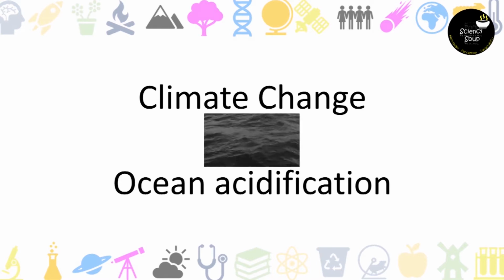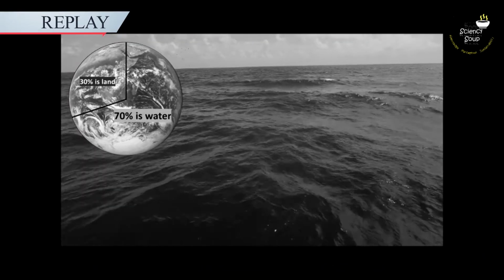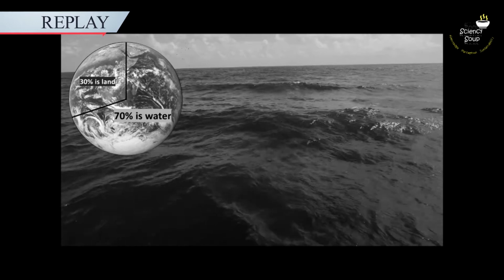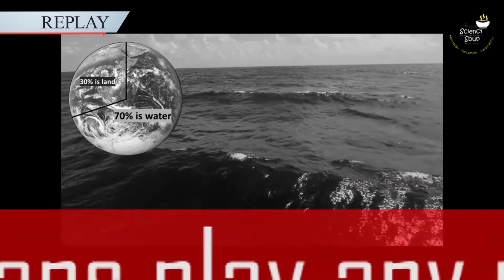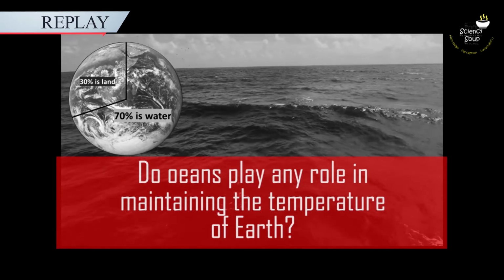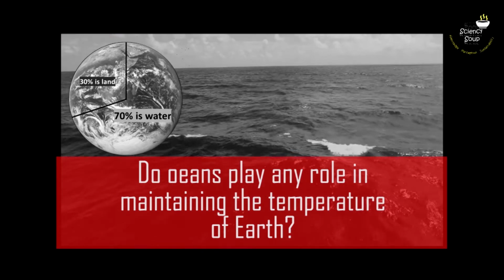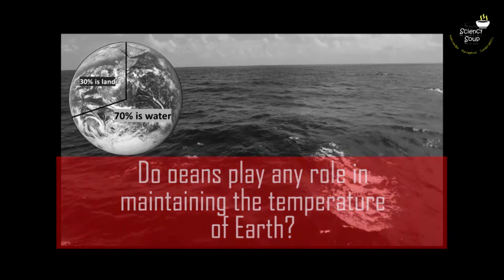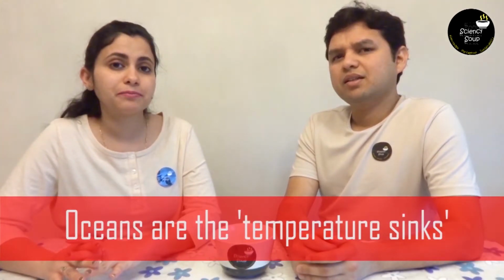In the previous video of Science Soup, I learned that 70% of our Earth's surface is covered by water, and I guess this large amount of water must be having some role in maintaining the temperature of our planet Earth. It's true that 71% of our planet Earth is covered by oceans. These large water bodies actually act as a temperature sink for our planet. Temperature sink? What does it mean?